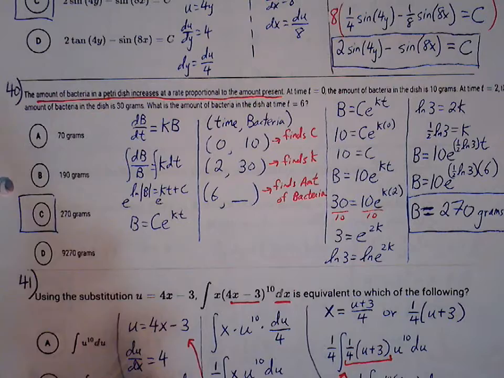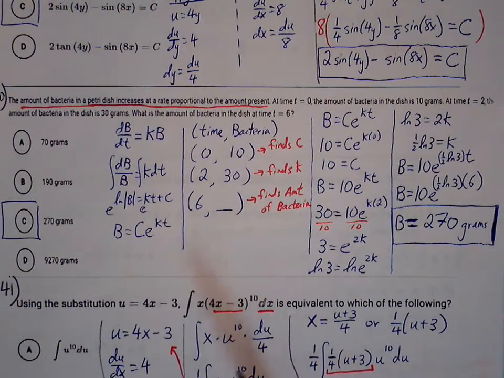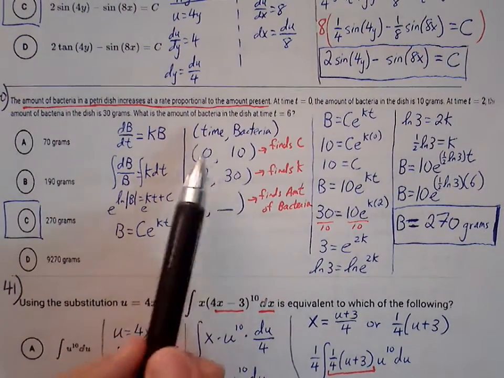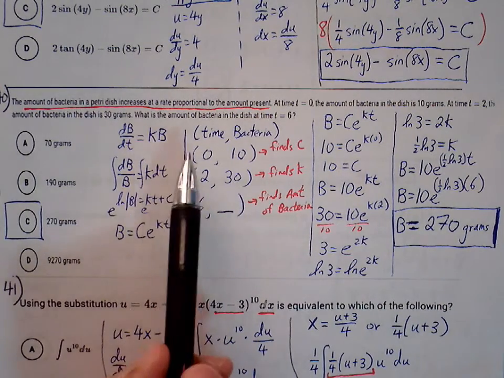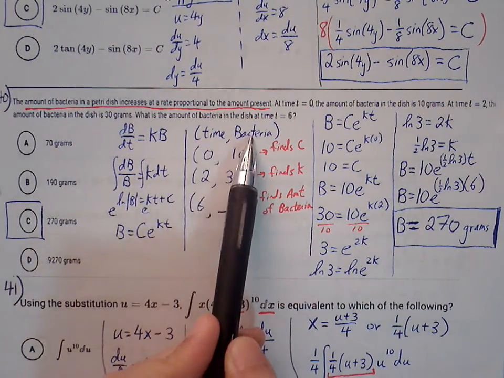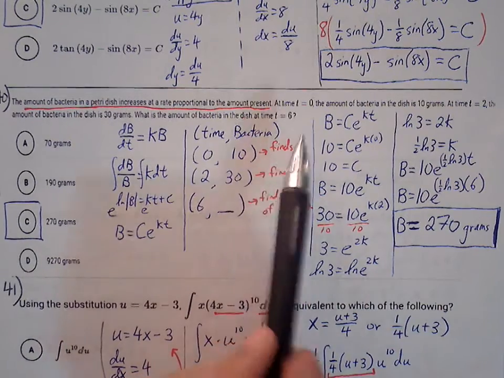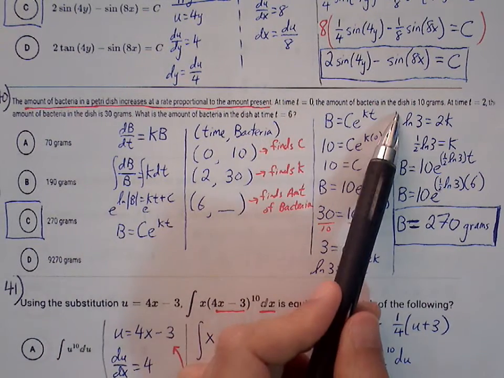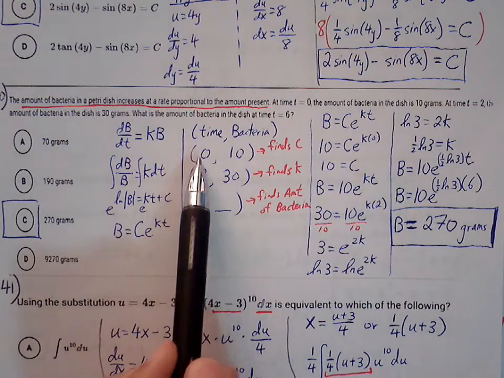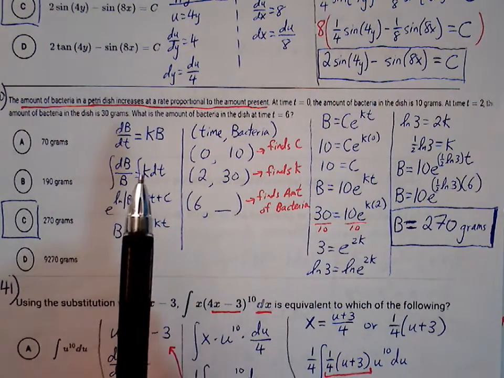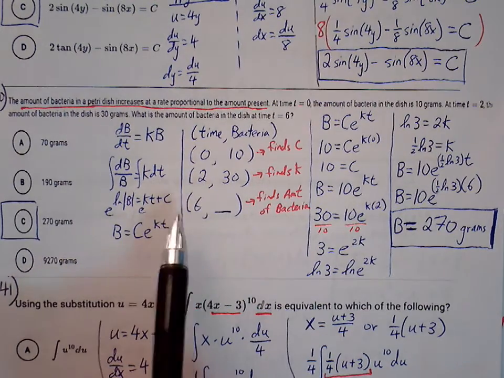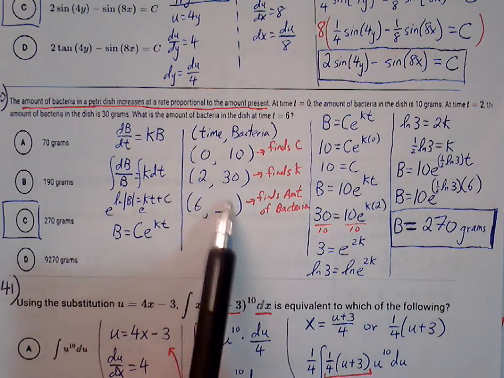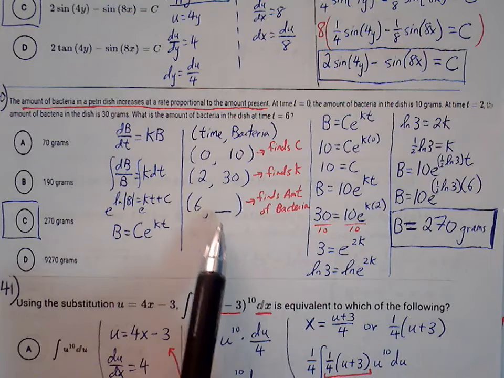So I like to start off with these problems once I have my equation, of course, just to gather my information in an organized form as ordered pairs. Time is the independent variable, and bacteria is, in this case, the dependent variable. So at time t equals 0, the amount of bacteria is 10 grams. So I can say time 0, there's 10 grams. At time t equals 2, there's 30 grams. And then at time t equals 6, this is the unknown that we're trying to look for.